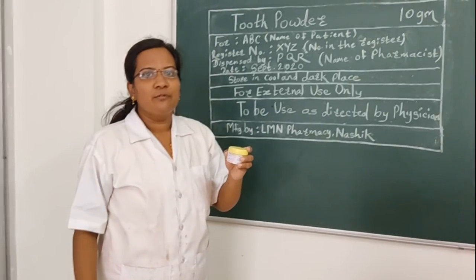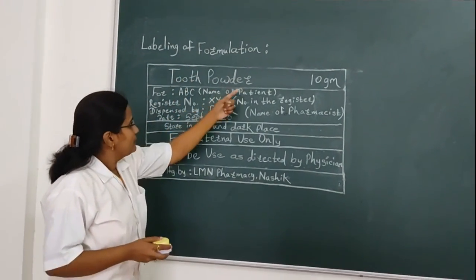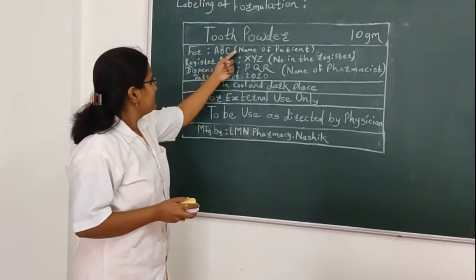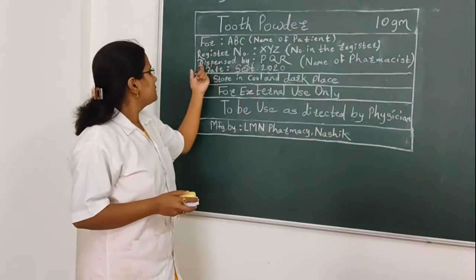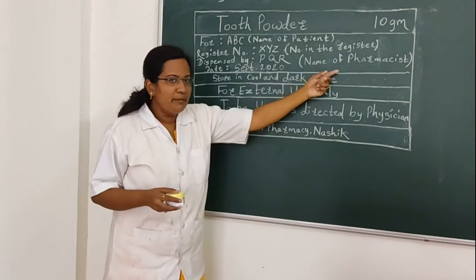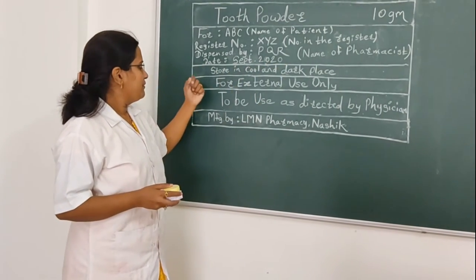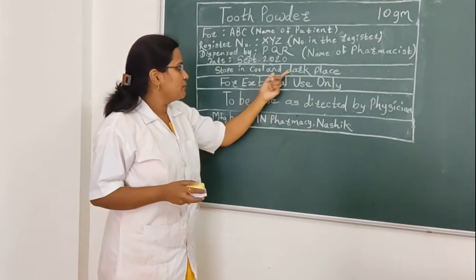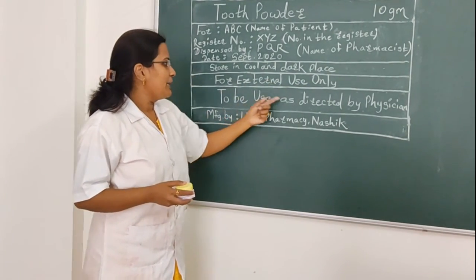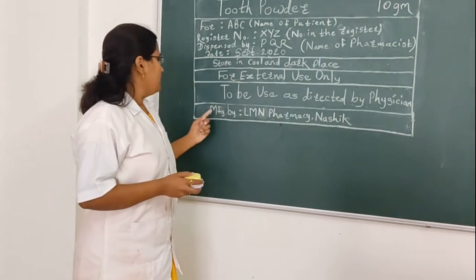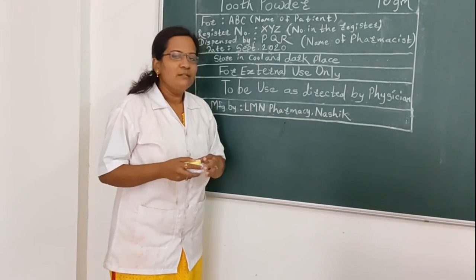So now we will move towards labeling of the formulation. We have: tooth powder 10 gram for ABC, that is the name of the patient; register number XYZ, which is the number given in the register; dispensed by PQR, that is the name of the pharmacist; date September 2020, this is the manufacturing date; storage condition, store in a cool and dry place; for external use only and to be used as directed by physician or dentist; manufactured by Element Pharmacy Nasi.